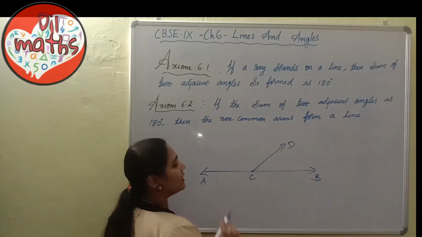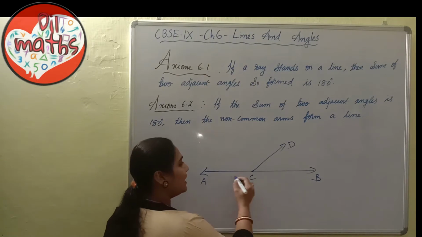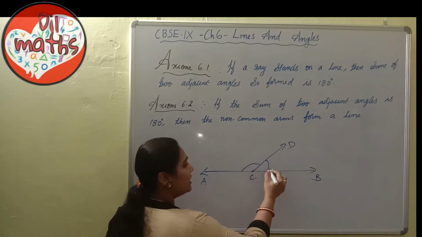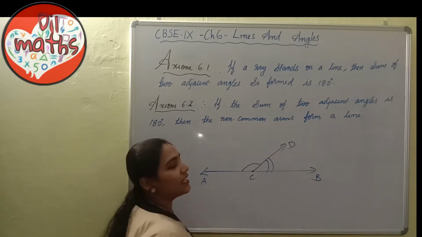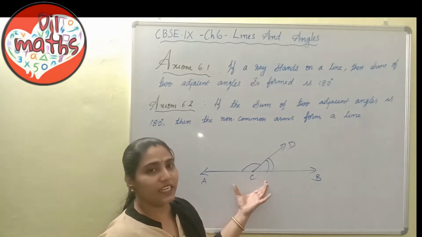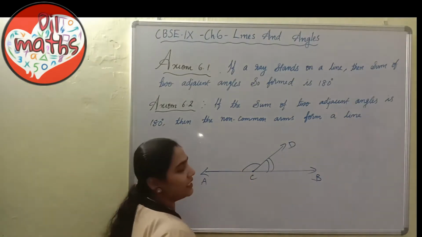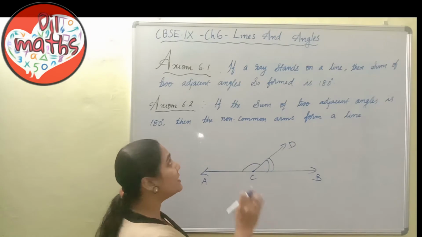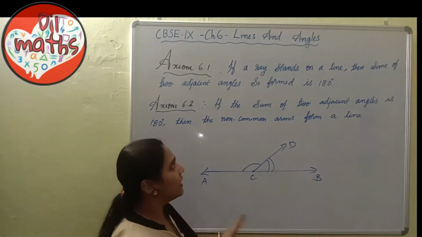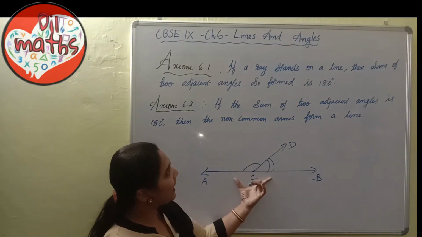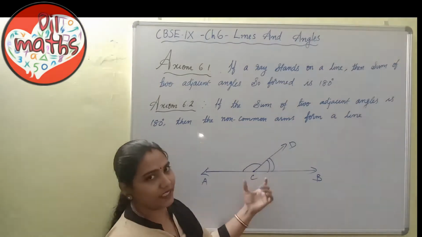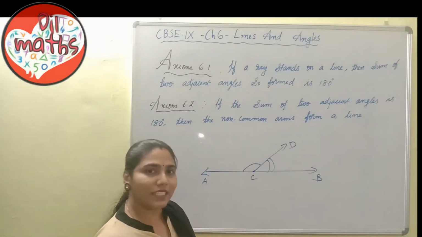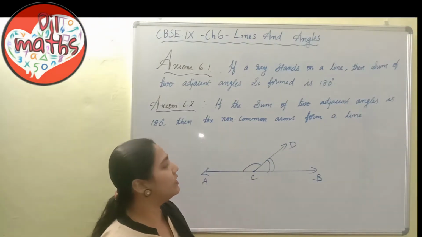So which are the adjacent angles in this? Angle ACD and angle DCB are the adjacent angles in this, isn't it? If you add these two angles, you will get 180 degrees. That is the first axiom. That means if a ray stands on a line, then the sum of two adjacent angles is equal to 180 degrees. That is the first axiom.